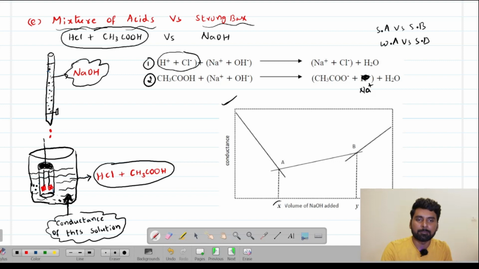Once the first endpoint is over, X is the first endpoint. What is X? Volume of NaOH required to neutralize what? To neutralize HCl, only HCl. That is the value of X.